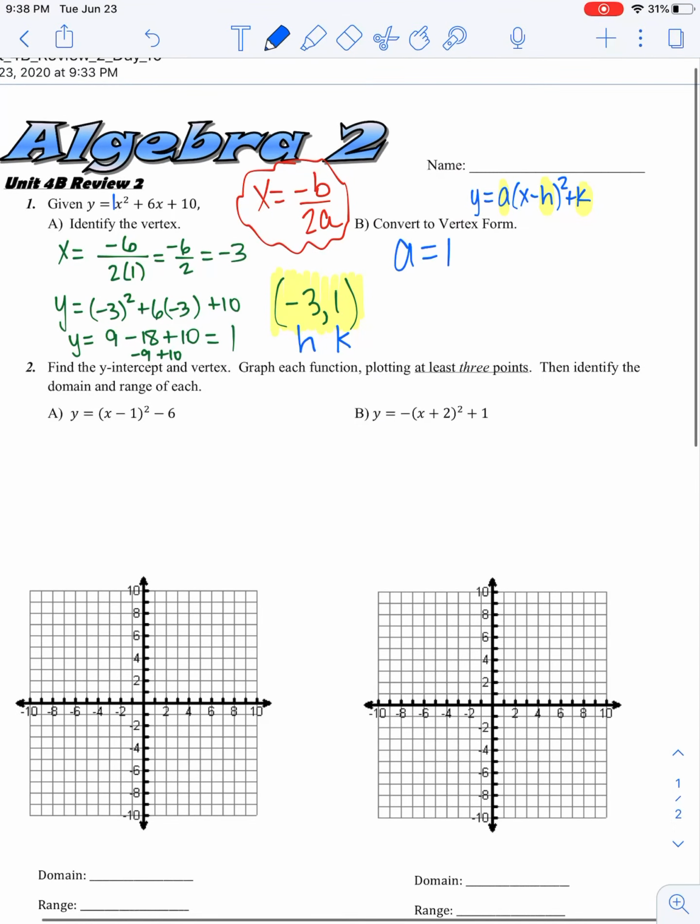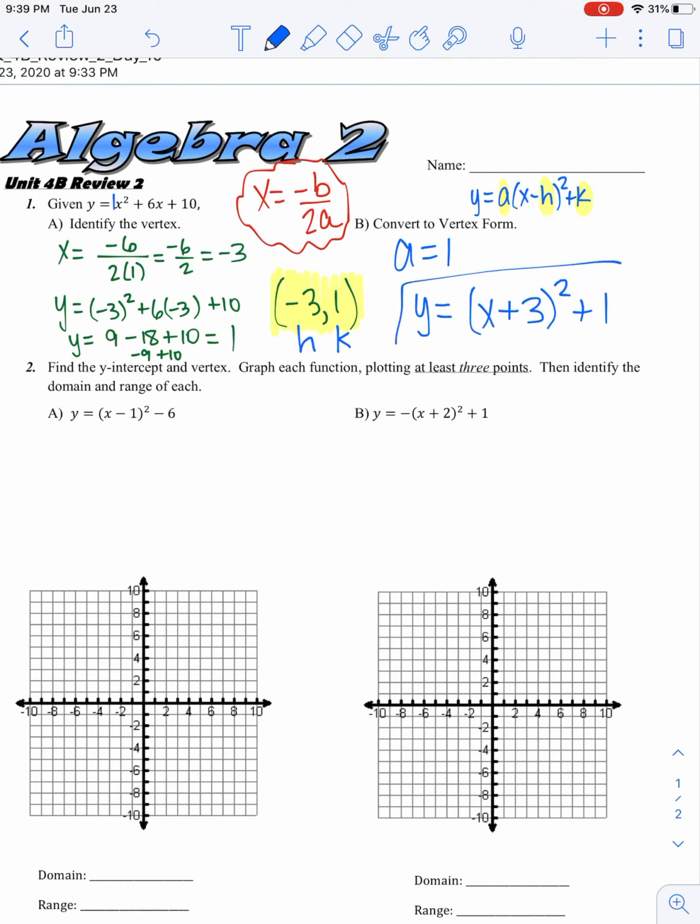So I know that a is 1, and I know that h is negative 3, and the k is 1. So when I plug it all in, I get y equals 1, so you don't have to put that there. X minus negative, which becomes x plus 3 squared, plus 1. And there's my answer to part B. On part B, you really don't have to show much work. You can just kind of write out your answer. But on part A, you must show work on finding vertex or you will not get any credit.